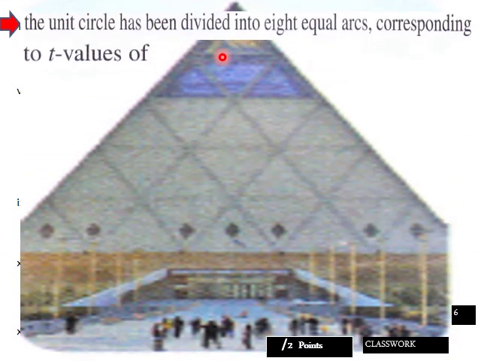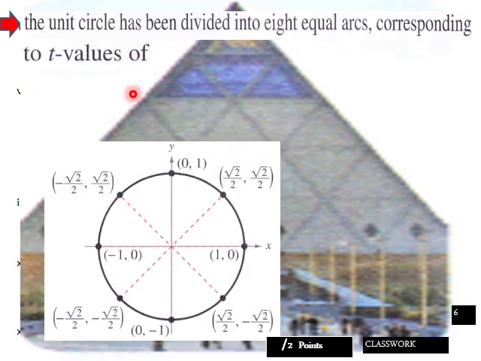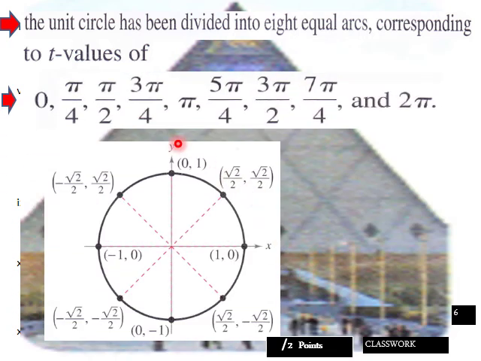Okay, the unit circle has been divided into 8 equal arcs corresponding to t values. So here are your 8 equal arcs here. So your circle is divided up into eighths here. And then these are your (x, y) coordinates here, of your measurements. So 0, pi over 4, pi over 2, which is here, then pi over 4. And then 3/4 pi is here, then pi. And then 5/4 pi, 3/2 pi, and then 7/4 pi. And then 2 pi is here.